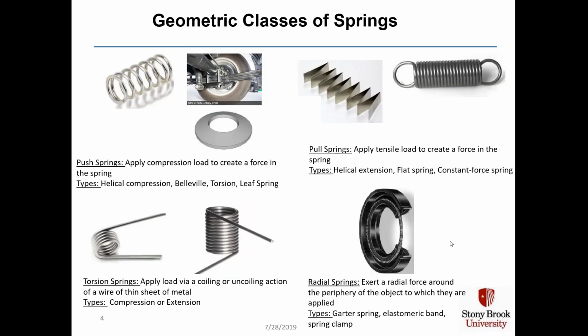Here are the geometric classes of springs. You have push springs, which are compression springs, or the leaf springs, in which you have to compress the element in order to create a force in it. You have pull springs here in the upper right, in which you apply a tensile load to create a force in the spring. You can have a torsion spring shown in the lower left, in which you apply a load via a coiling or uncoiling action of a wire or thin sheet metal. And then you have a radial spring here in the lower right, in which you exert a radial force around the periphery of the object to which they're applied, examples being garter springs, elastomeric bands, and spring clamps.